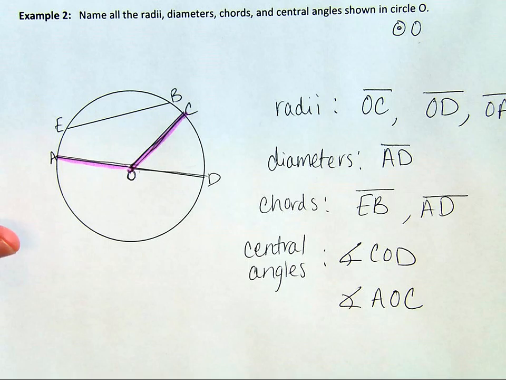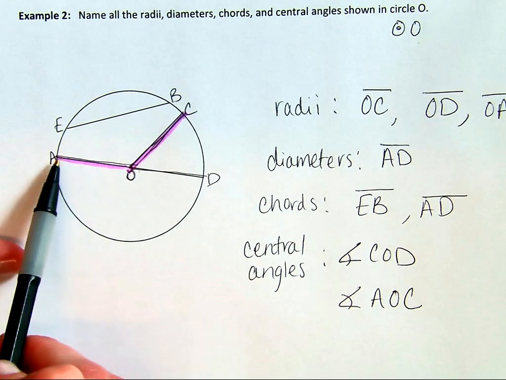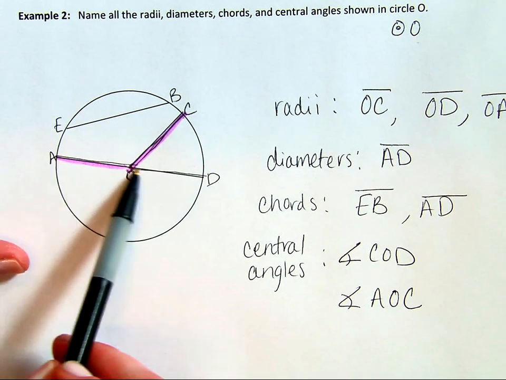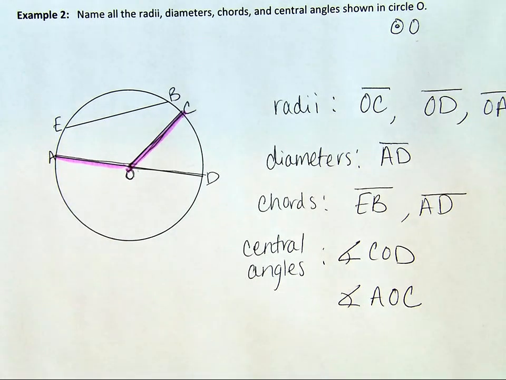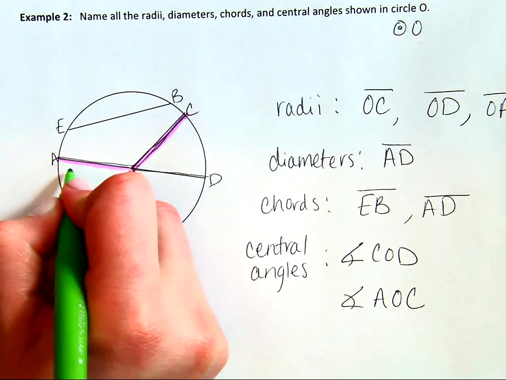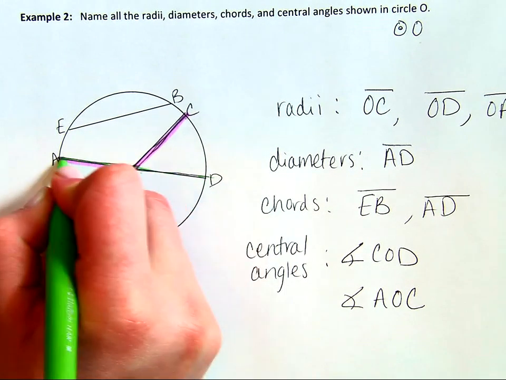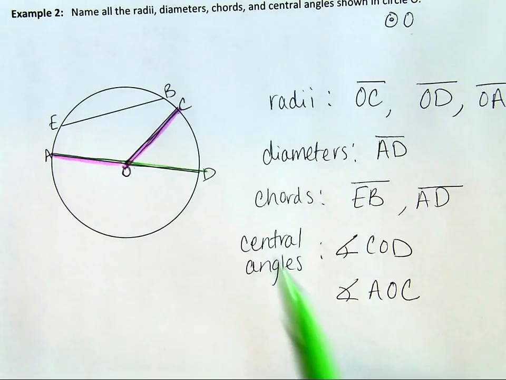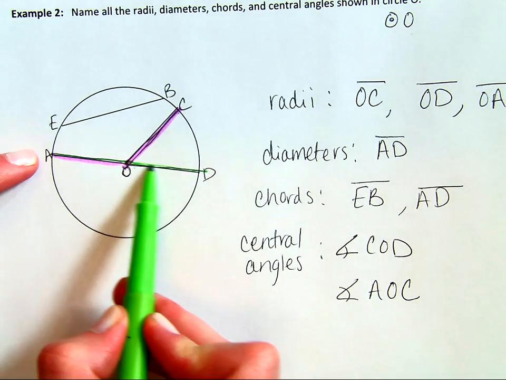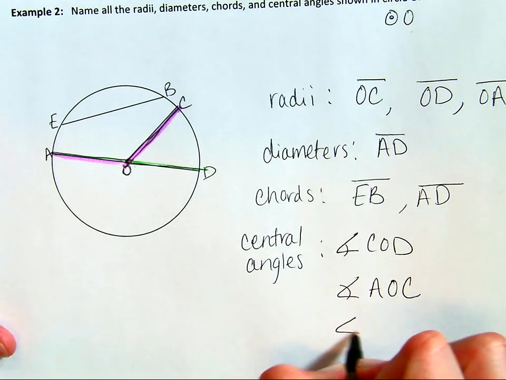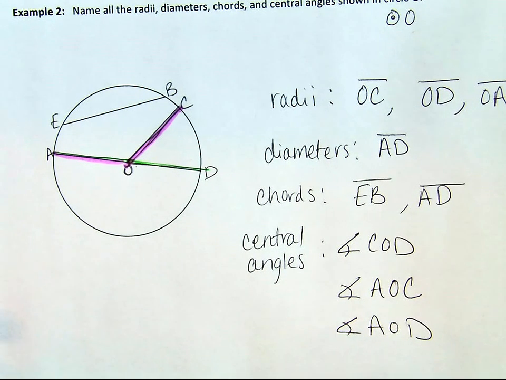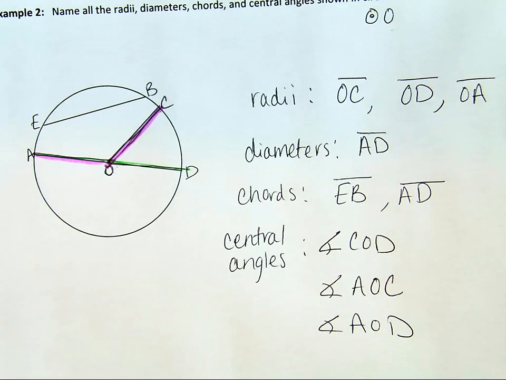Now technically I've got an angle right here because it's a straight angle, but it still goes through the center. I'll do that one in green. It's also, technically, the diameter, but this is an angle that goes through the center as well, AOD. Okay, so I have everything labeled, and I'm good.